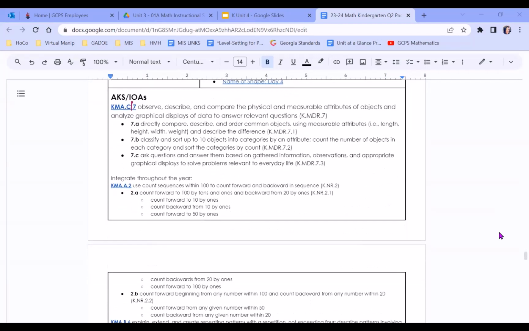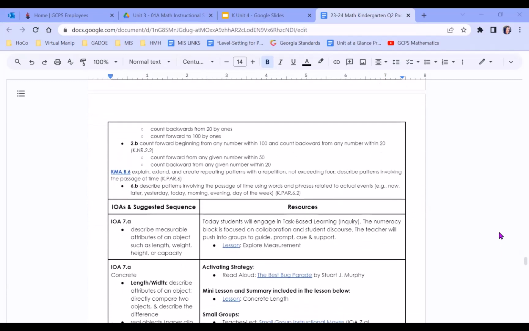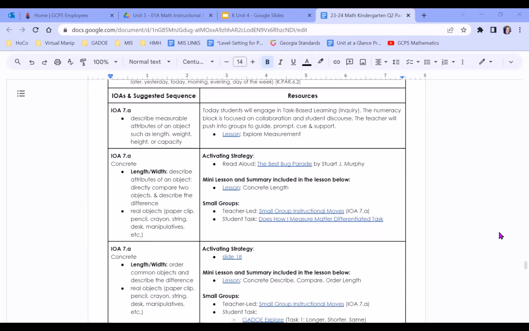Next, our focus will shift to IOA 7.A, where students will directly compare, describe, and order common objects using measurable attributes. We should suggest about 10 days, with the majority of the days at the concrete level. The first day is paced for an inquiry lesson where students are able to explore measurable attributes through hands-on experiences.